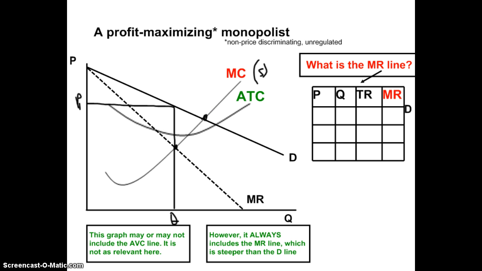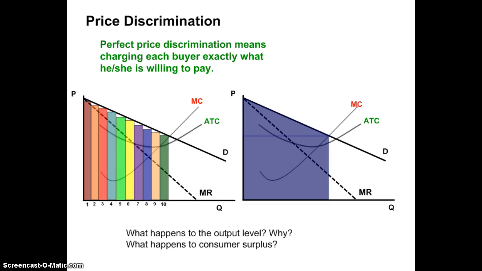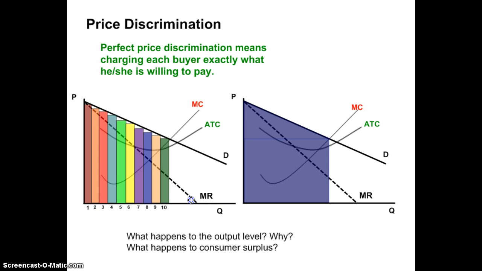All right, so what we didn't do before is we did not talk about price discrimination, and we didn't talk about natural monopolies. So price discrimination, if a monopoly can price discriminate, that means that they can charge each buyer exactly what that buyer is willing to pay. So in other words, this marginal revenue line actually becomes irrelevant, right?